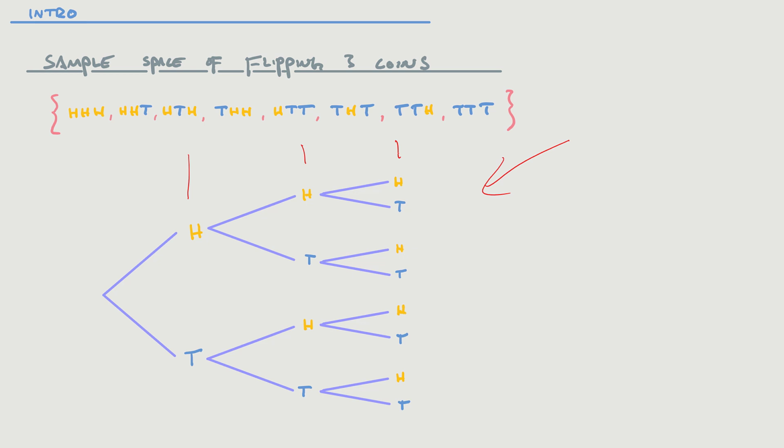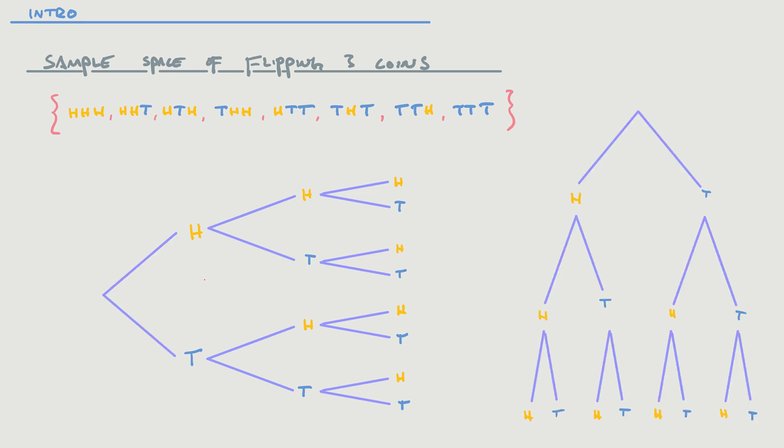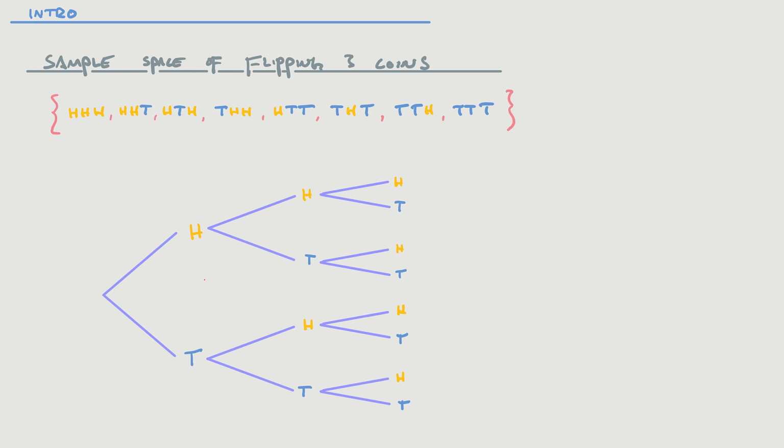I organized this one horizontally, where we're first flipping the first coin and it can only be heads or tails, and then that branches off into other things that can happen. But you can arrange these vertically as well. It doesn't really matter. Trees can be oriented in whatever way you'd like. But let's go with horizontal and I'll explain this.